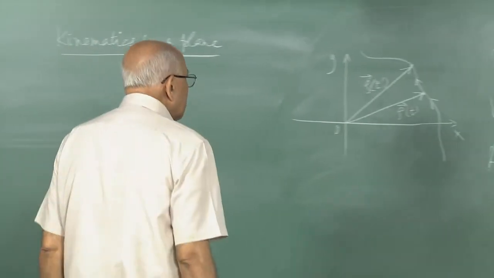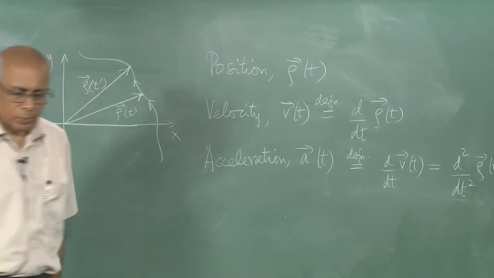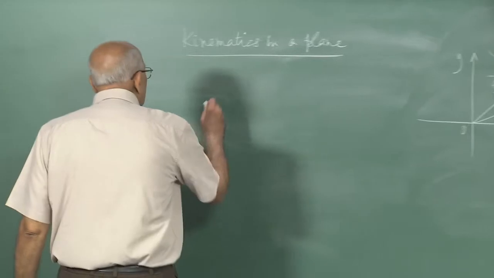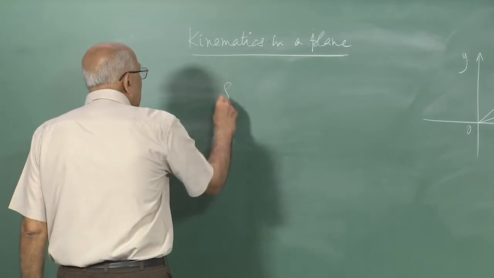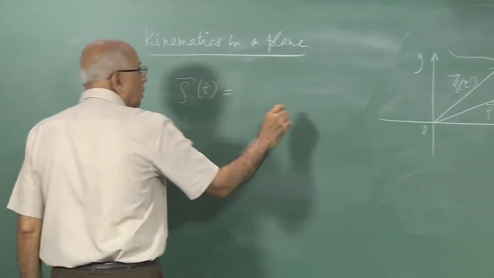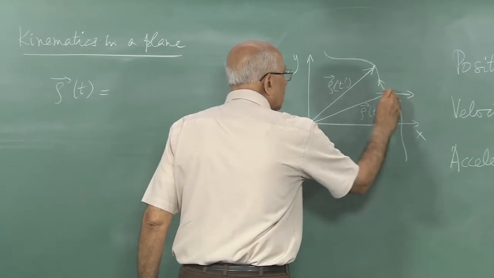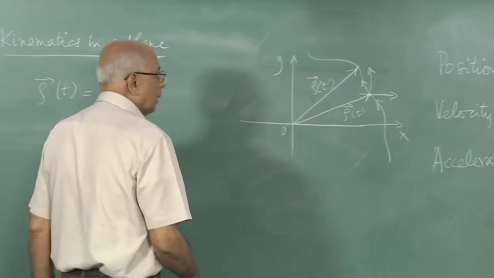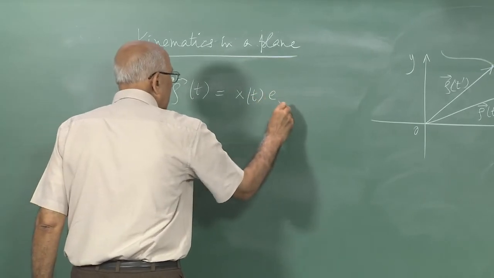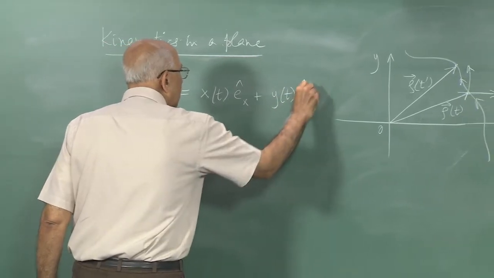So now let us look at the kinematics of a particle whose instantaneous position is given by this radius vector rho of t. Given a rho of t, you can always decompose it along the x direction and the y direction wherever you are, at some time t, and you can write this as x of t Ex plus y of t Ey.